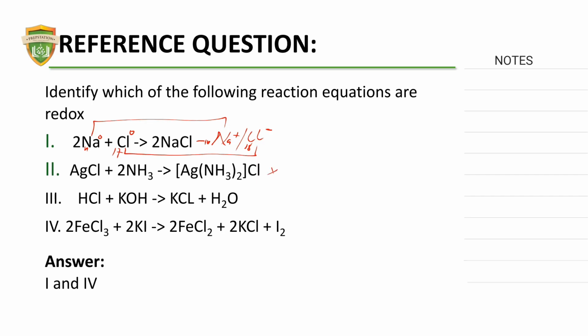Is that okay? Let's look at III. Is this a redox reaction? No. This is an example of what? Of a neutralization reaction. Why? Because this is an acid reacting with a base, giving us what? Salt and water. So there is no loss of electron, there's no gain of electron. Only displacement takes place. But this is not a redox reaction.